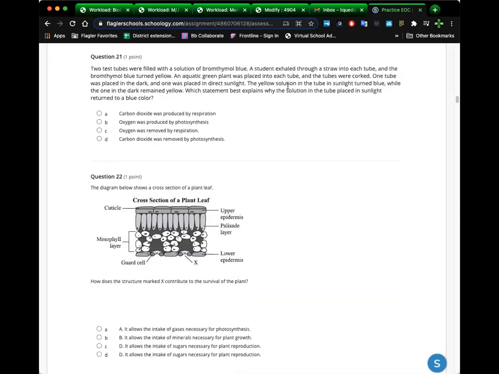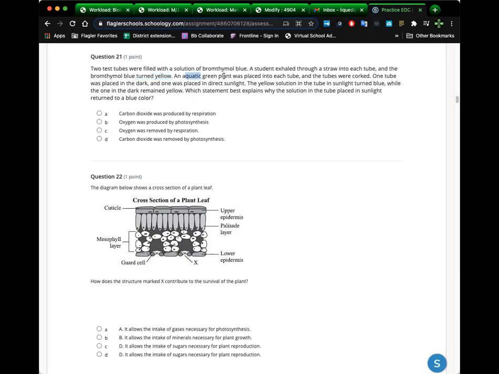All right, we're going to have to go back. So this is talking about BTB solution. BTB is a blue solution. When you have CO2 added to it, it turns yellow. So if you take a straw and you have a cup with this blue BTB solution, you blow into it, it's going to turn yellow because of the CO2.